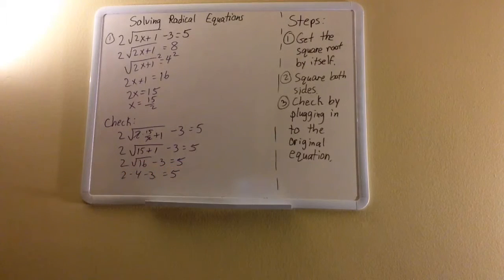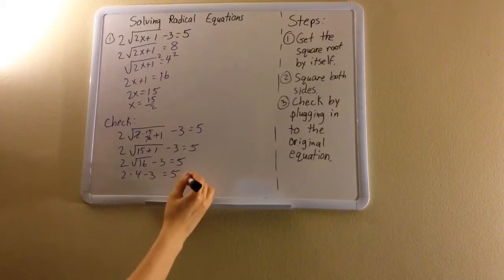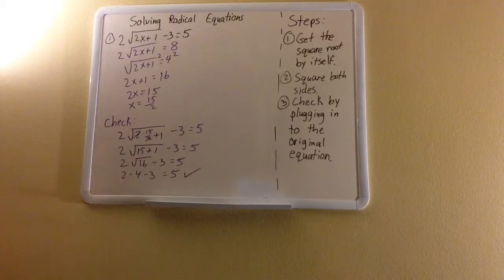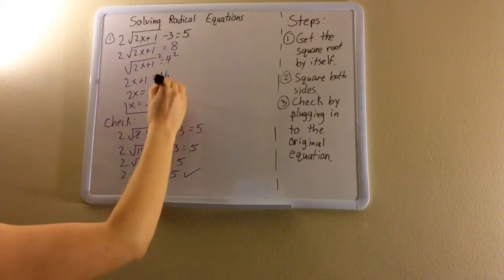To me, this is far enough. I know that this is going to work out because 2 times 4 is 8, minus 3 does give me 5. If you want to take this out further and really make it 5 equals 5, that's fine. But this is all I really need. I know that this answer works, so I know that this is the correct answer.